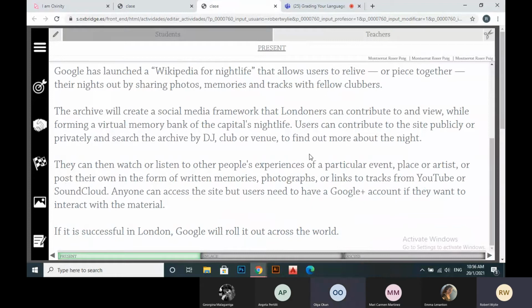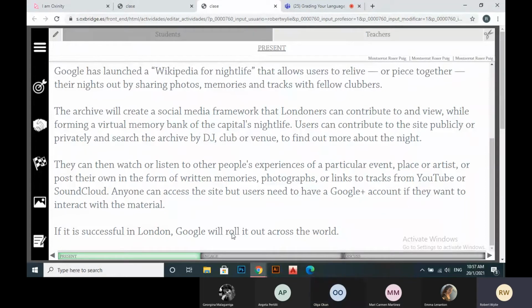The difference. Yeah, and so this one is really, I mean, the formations here, they're nice, like sharing photos and so on. Instead, you can just say you can share photos, you know. Exactly. Yeah. Not an easy text for a B2 for sure. No. And like I say, even here in the last sentence, Google will roll it out across the world. They're not going to understand that.